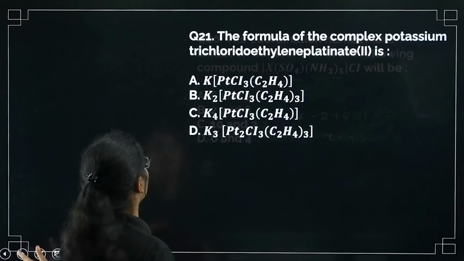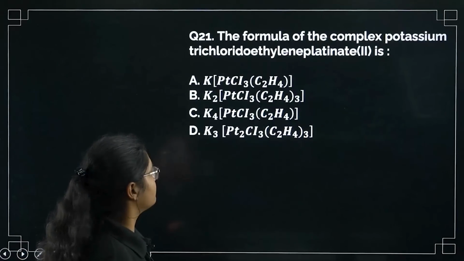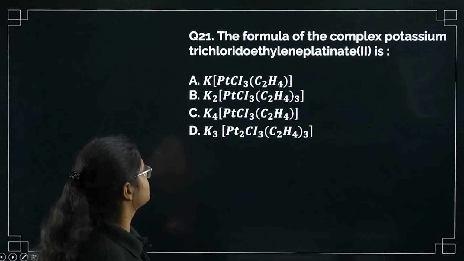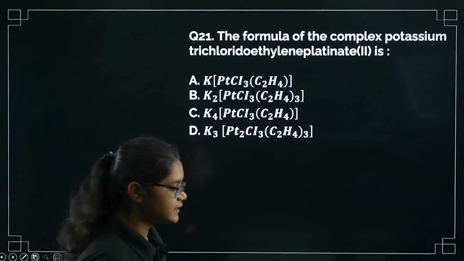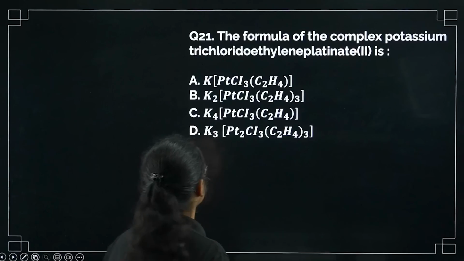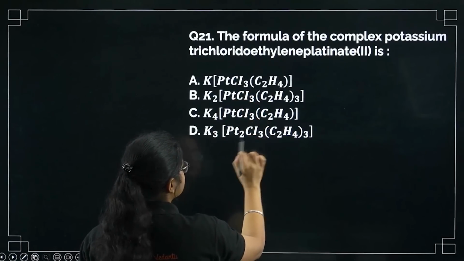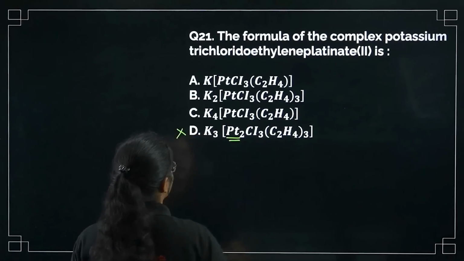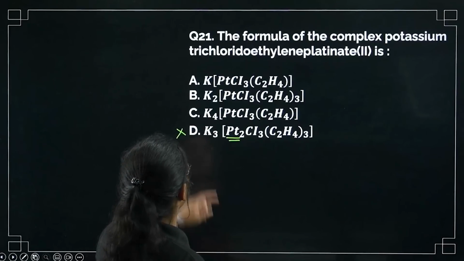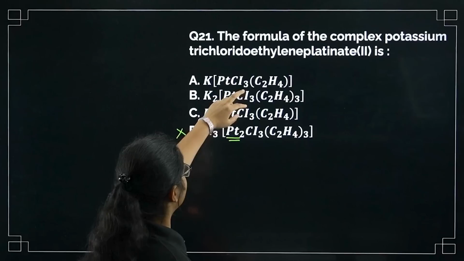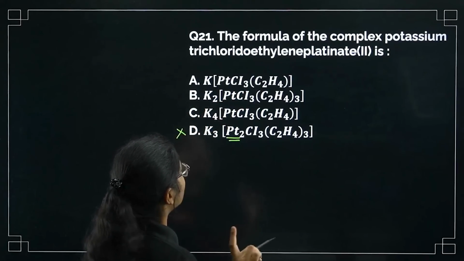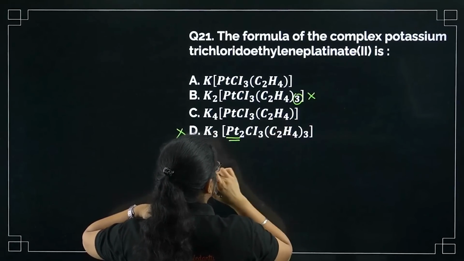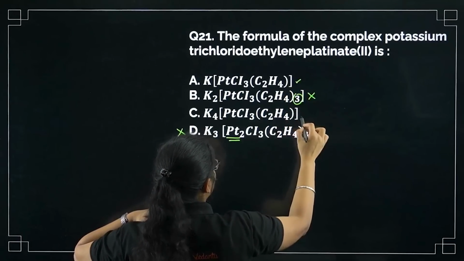Next we have question number 21, the formula of the complex potassium trichloridoethylene platinate(II) is. So first of all, you can see that we have trichlorido, right? So I should have 3 chlorido, that is present in all the options. Here there is diplatinum, 2 platinum is given, I can eliminate this option. Next, trichloridoethylene, ethylene means there is only 1 ethylene group present, right? Here there are 3 ethylene groups present, so I can eliminate this option also. Now this can be the answer or this can be the answer.